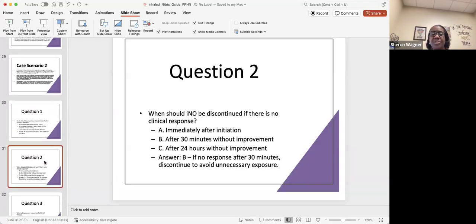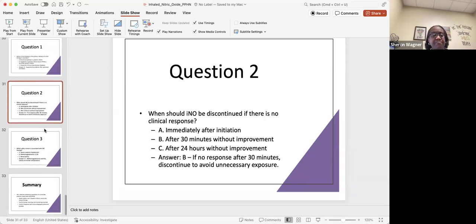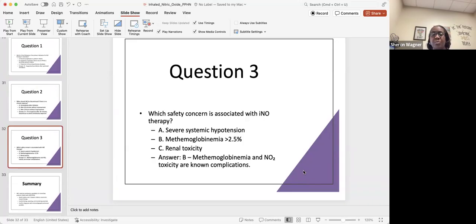And then next question, when should nitric oxide be discontinued if there is no clinical response? It is after 30 minutes without improvement, because if it is not helping, then it may possibly harm the baby. Question 3 is which safety concern is associated with nitric oxide therapy? And that would be methemoglobinemia greater than 2.5%.